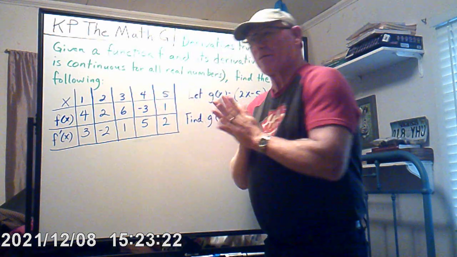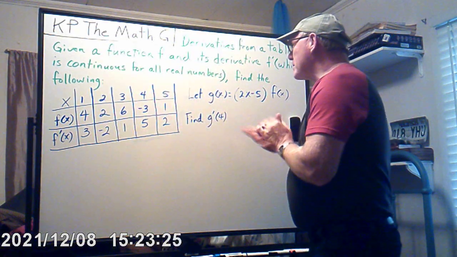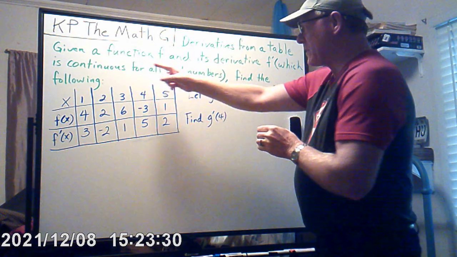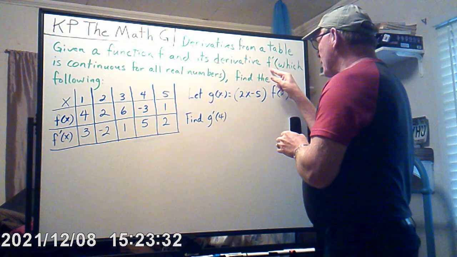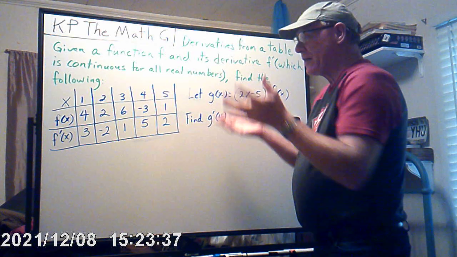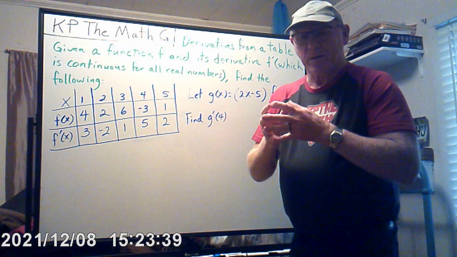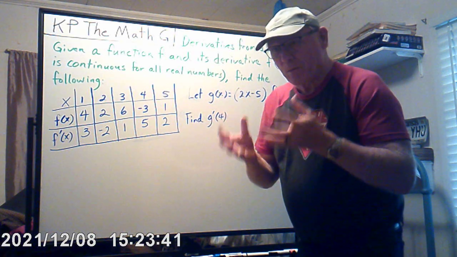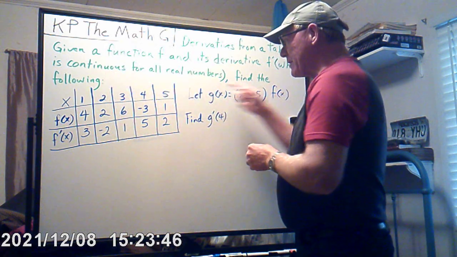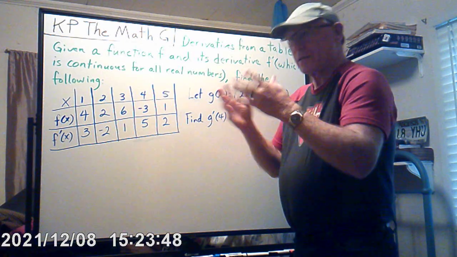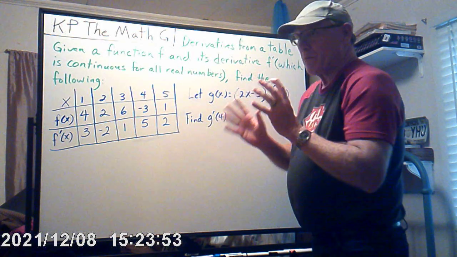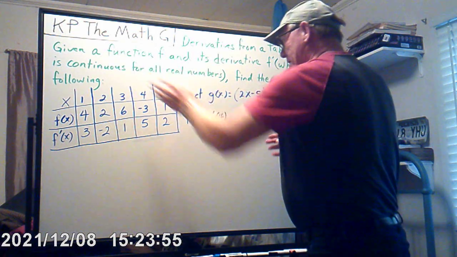I decided to do a video on derivatives from a table. So given a function f and its derivative f prime, which by the way is continuous for all real numbers, which means that f and f prime are differentiable. Actually, differentiable means continuous. I should have said differentiable.